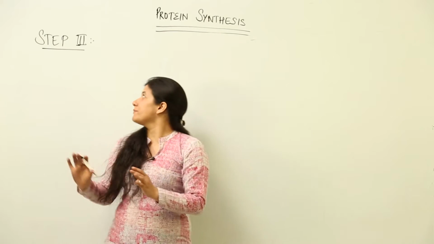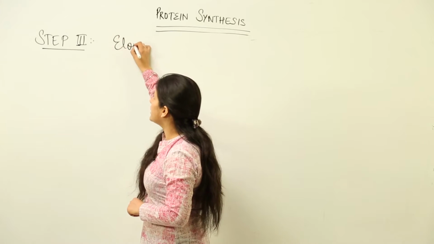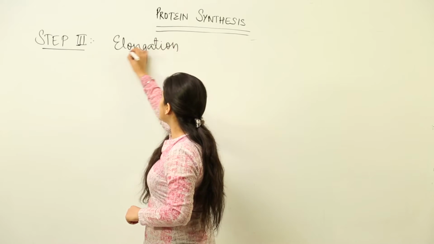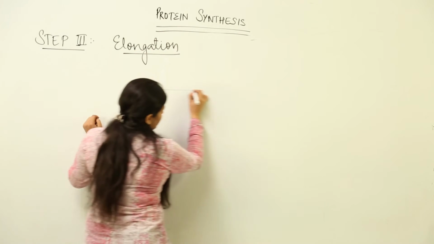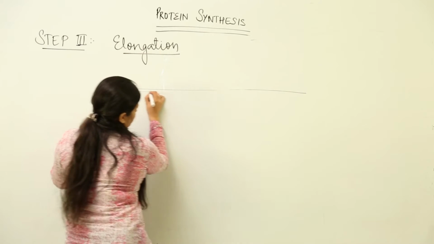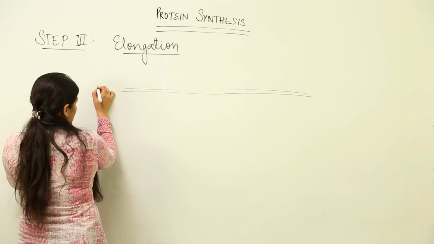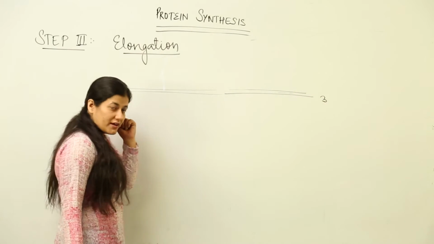The next step, that is step 3 in protein synthesis, is elongation. Now, where did we leave initiation? At what stage did we say that initiation is completed? If you remember, this was the mRNA. The ribosome's larger and smaller subunits are going to move on the messenger RNA in the 5' to 3' direction.